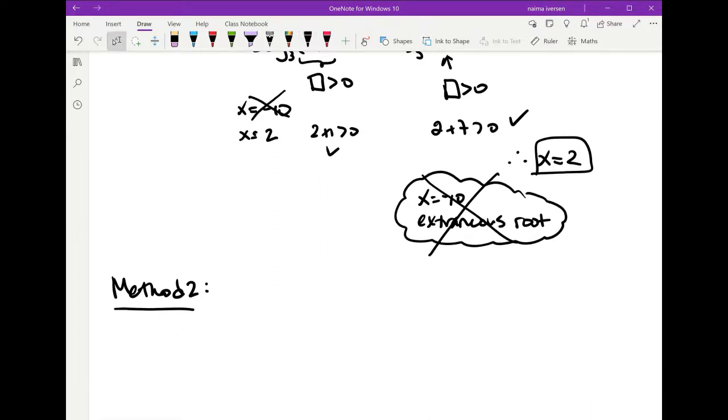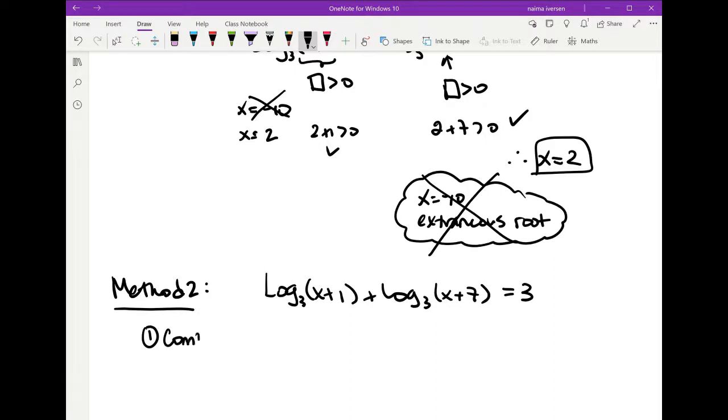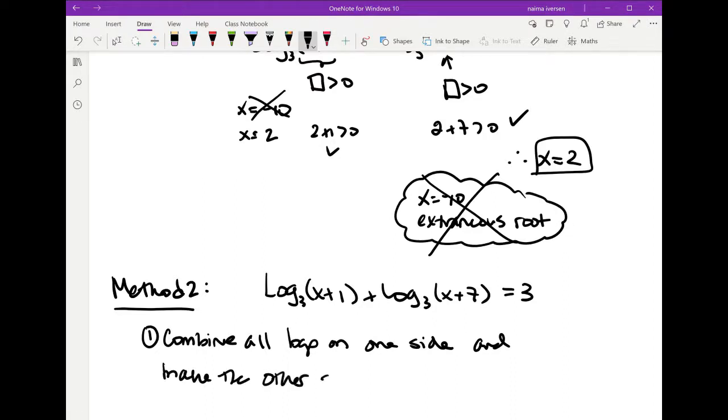So method 2 says, let me just write down the question again. Log base 3 of x plus 1 plus log base 3 of x plus 7 is equal to 3. Method 2 says, combine all logs on one side and make the other side also in terms of one logarithm.